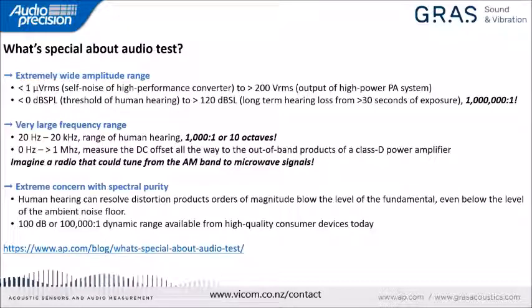If we think about audio in terms of human hearing, the generally accepted threshold of human hearing is 0 dBSPL. And the threshold of pain, so if you will, the maximum signal that humans can tolerate, is greater than 120 dBSPL. So we're talking about a range of greater than 1,000,000 to 1.